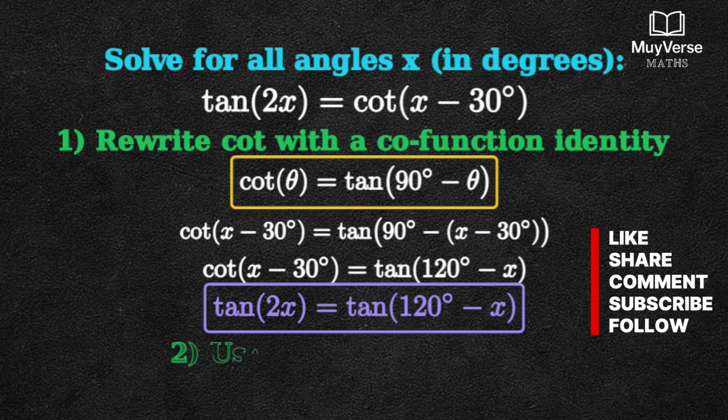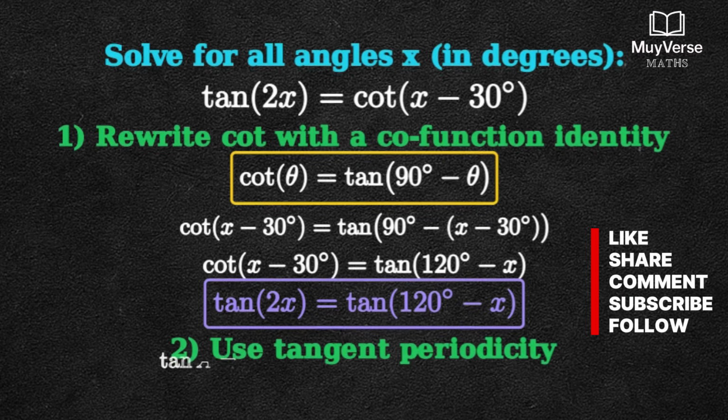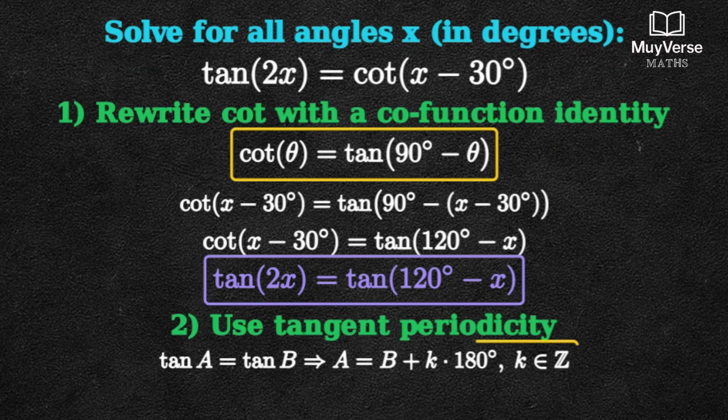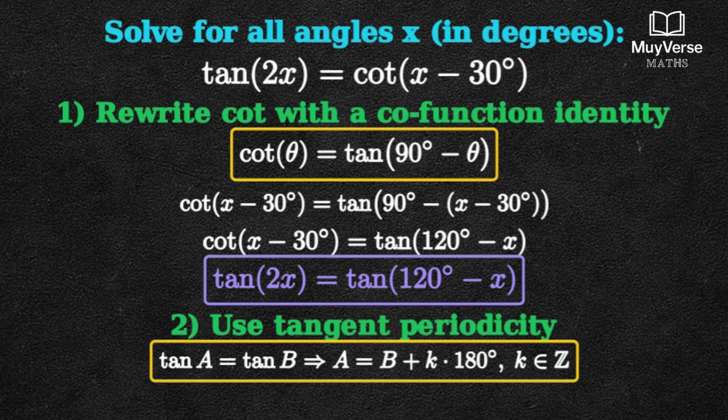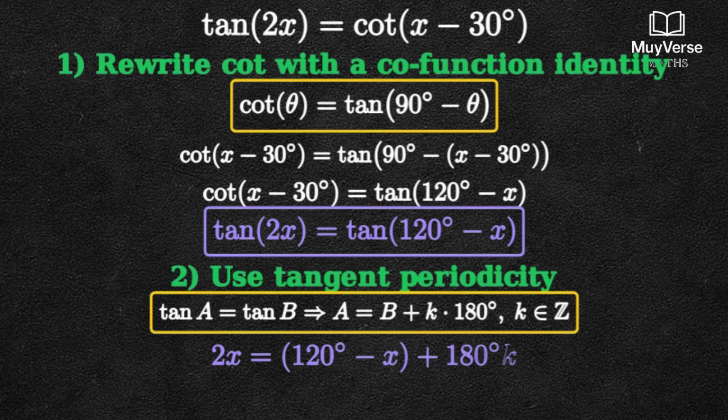Step 2. Use tangent's periodicity. If tan A equals tan B, then A equals B plus k times 180 degrees for any integer k. So set 2x equal to 120 degrees minus x plus 180 degrees times k.